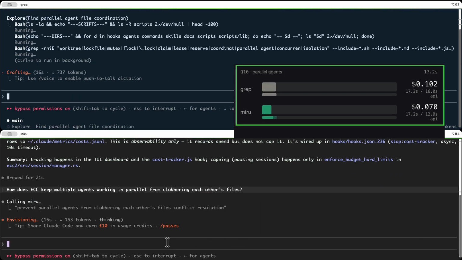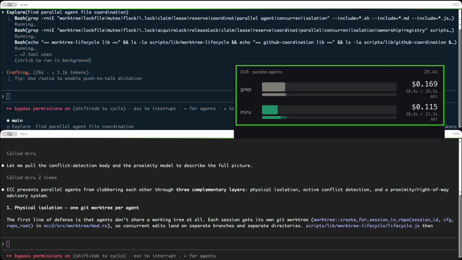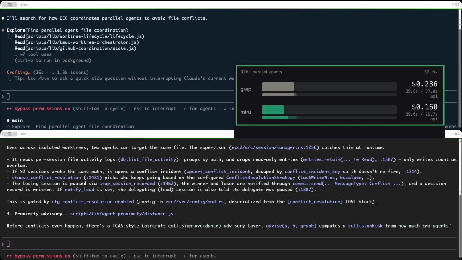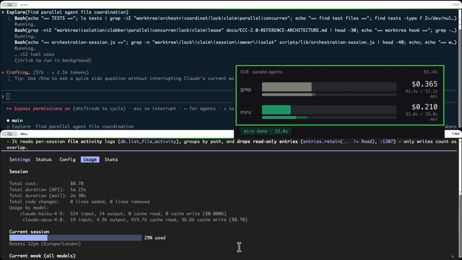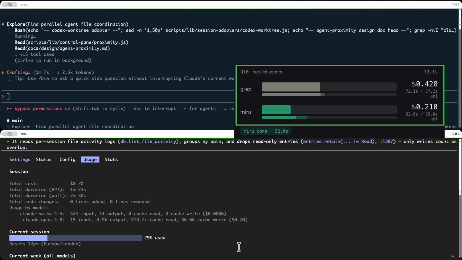How does ECC keep multiple agents working in parallel from clobbering each other's files? If I'm running 4 of these at once against one repo, what stops them overwriting each other? This is the question I actually cared about going in.